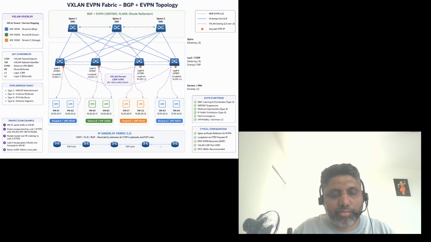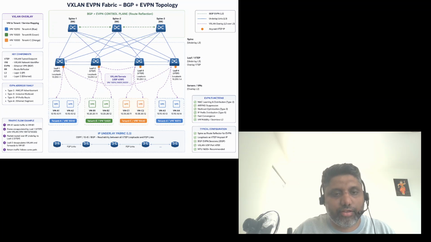So the ARP will be suppressed here, but they will have an ARP table with respect to VTEPs. So for VTEP2, the ARP address for 10.20.20.11 will have this. So it will send a packet to this VTEP, right? They will not send the ARP packet directly from VM to VM B1. They will send an ARP packet, right?